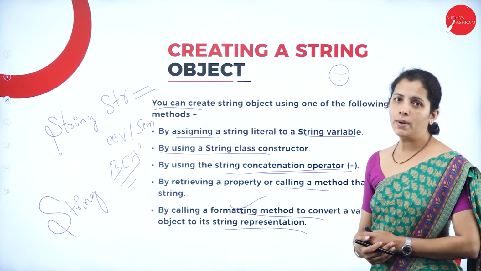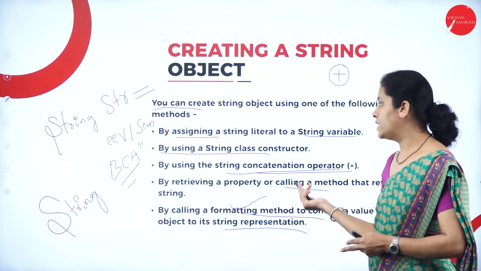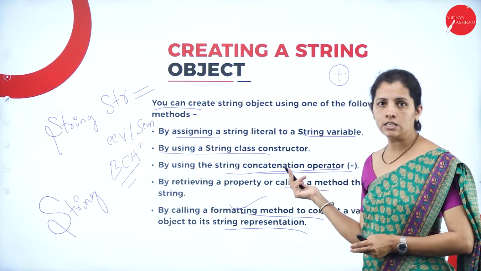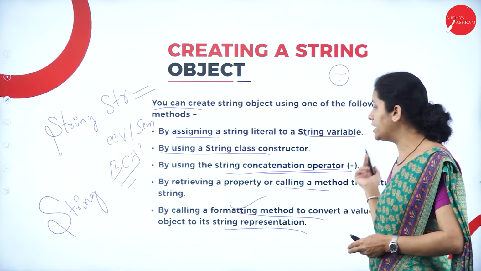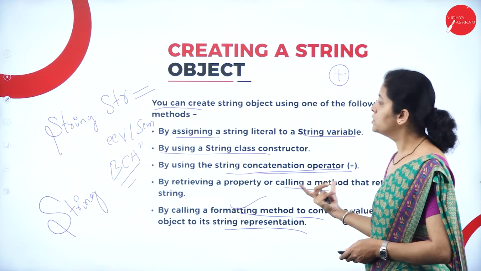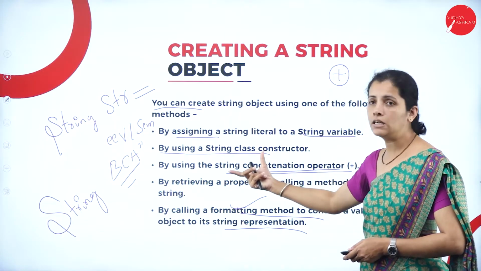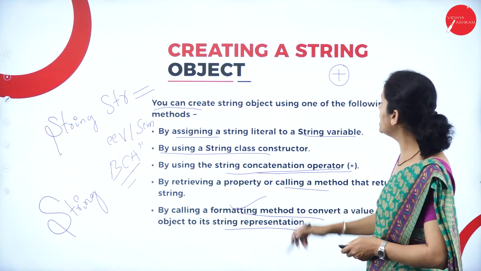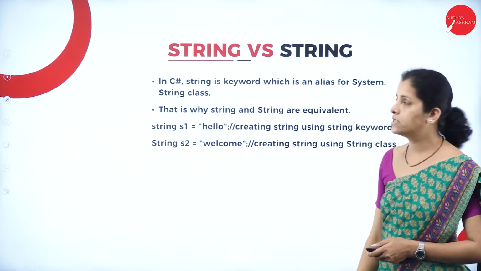So what is the first way? By assigning. Second one, by using class constructor. Third one, concatenation. Fourth one, by using some properties. So these are some of the methods used to create a string object.